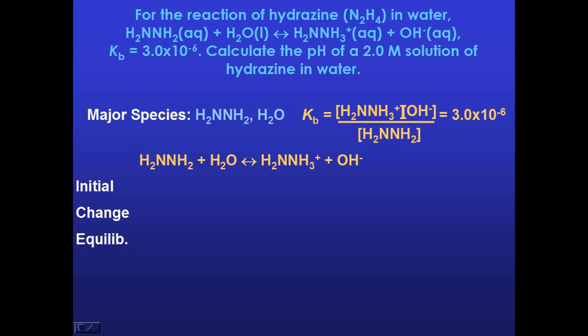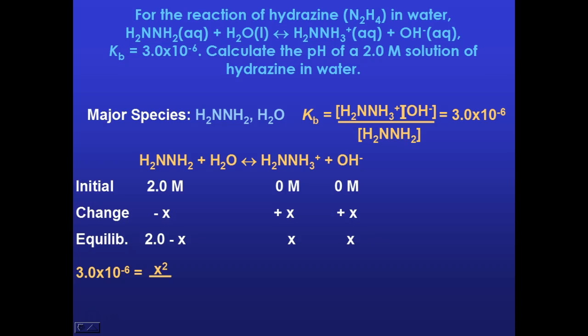The only concentration I have present initially is the 2 molar. So the two products are going to start at 0, which means the reactant is going to decrease and the products are going to increase. And so when I combine those together, 2 minus x, x and x, I am allowed to assume that that x in the H2N-NH2 is negligible, that it's just going to be 2. So when I substitute those into my expression and solve for x, I get my hydroxide concentration, 0.0024. I can verify that the 5% rule is met.